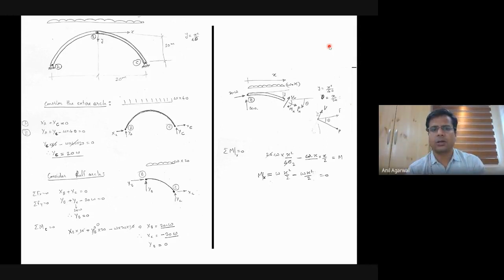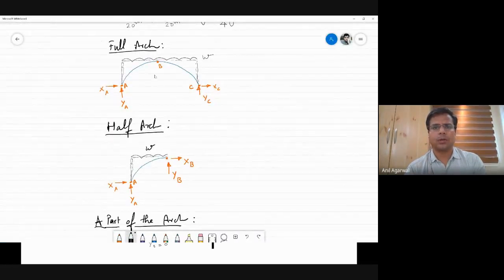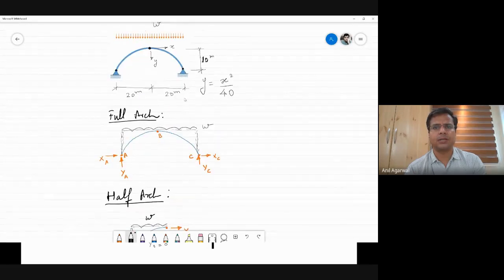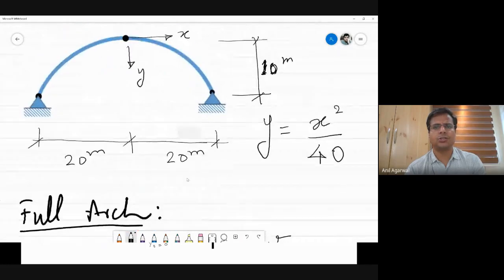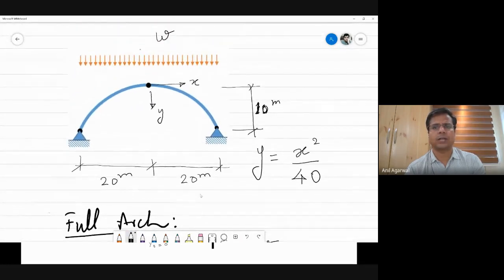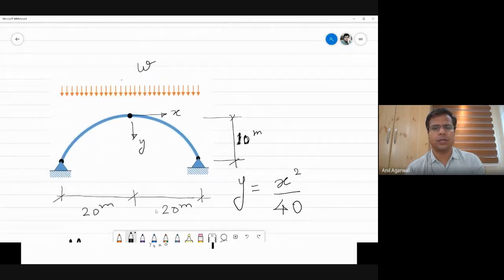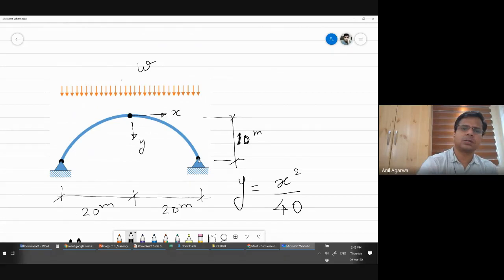I'll do a quick derivation for your reference so that you can see for yourself that this is really true. The example I'm taking here is of a 3-hinged arch. This is a very common type of arch. For a very long time, they did not know how to use a 2-hinged arch, so they used a 3-hinged arch. Why am I calling it 3-hinged? Because there are 3 hinges here: 1 hinge at each support, and 1 hinge right in the middle.